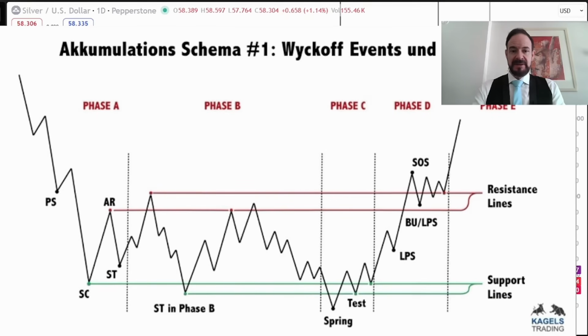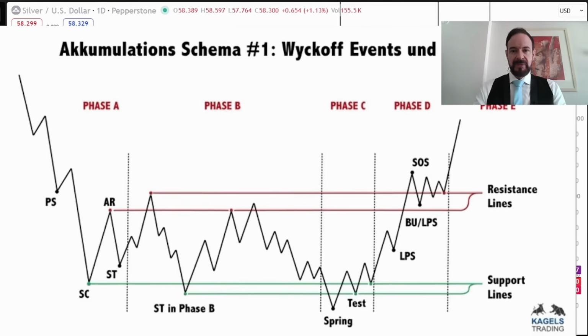Now, let's look at silver and we're going to walk through all this. So as you can see here real quick, because we have all these letters here, it looks like a fraternity row in college. It starts with a PS, that's called the preliminary support.